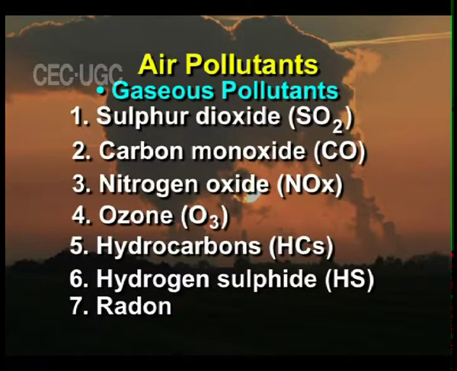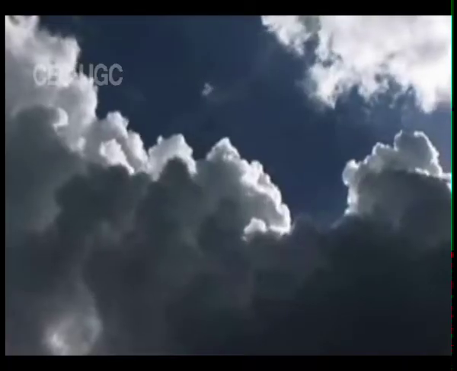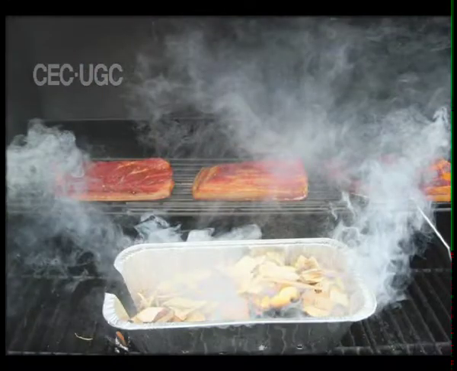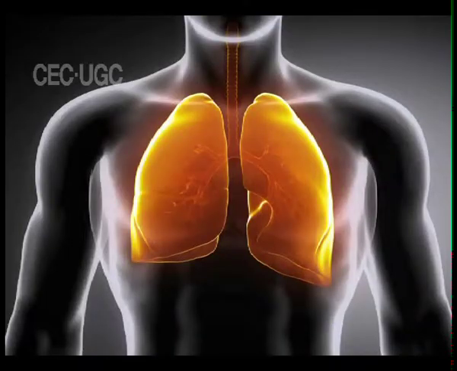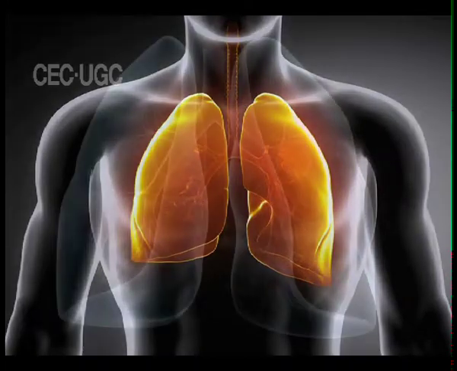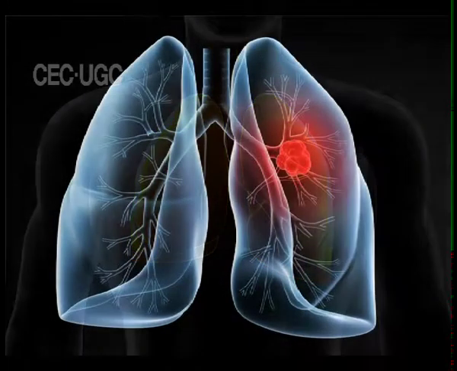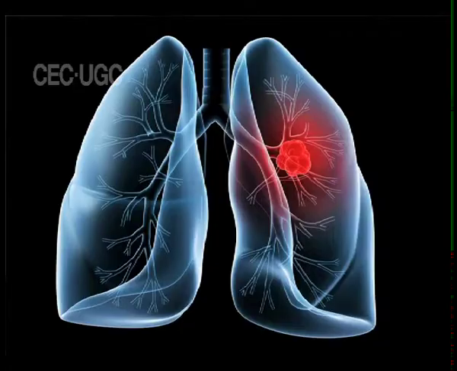Then we have radon. Radon 222 is a naturally occurring radioactive gas which comes out of the ground. In the open air, it is dispersed, but it can accumulate in buildings. The gas decays into minute solid particles which, if breathed in, can be deposited on the surface of the lungs and increases the risk of lung cancer.